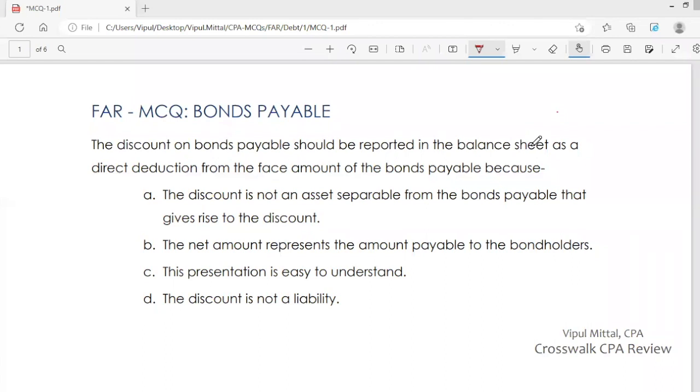In this session, I will discuss a multiple choice question on bonds payable. The discount on bonds payable should be reported in the balance sheet as a direct deduction from the face amount of the bonds payable. Because, so what is the reason that discount on bonds payable is reported in the balance sheet as a direct deduction from the face amount? You have four answer options.